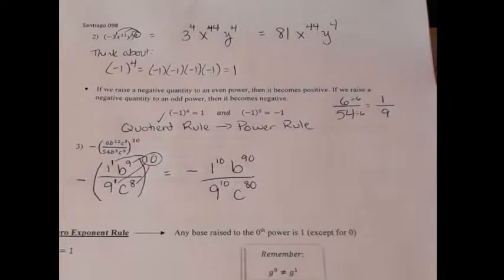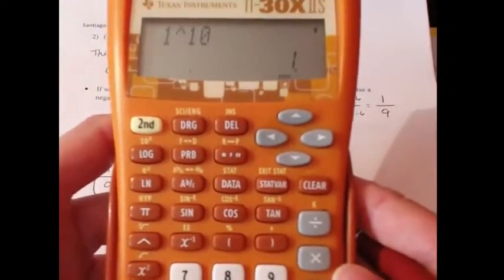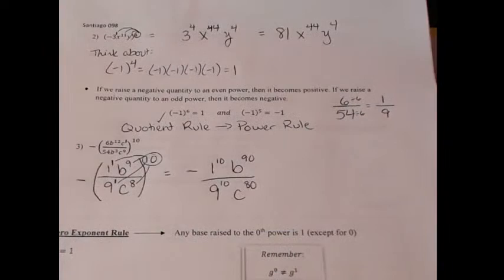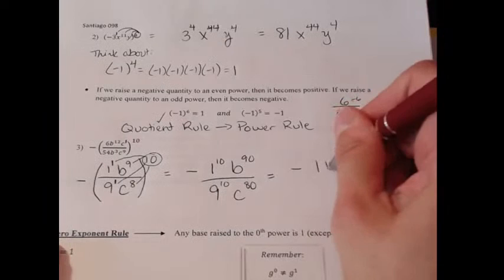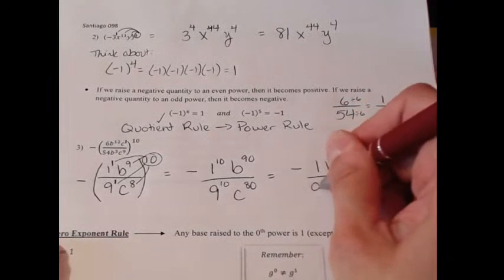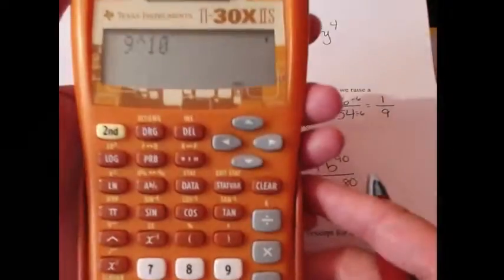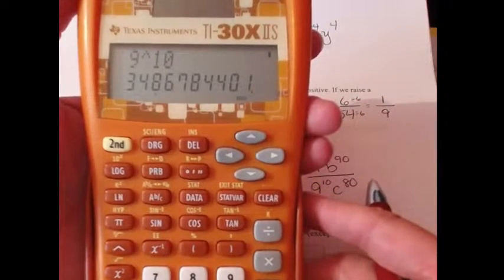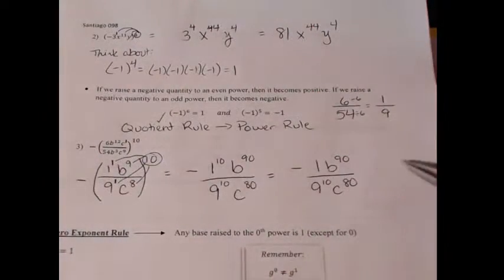Now, we know 1 to the 10th is going to stay 1. And I'll prove that to you. If you have 1 to the 10th power, that's going to give you 1, because it's 1 times 1 times 1, etc., 10 times. So we have our final answer as negative 1 b to the 90th over 9 to the 10th, c to the 80th. I'm going to leave 9 to the 10th in exponential form, because when I punch it in, I get that crazy number. That's super nuts, okay? Just leave it in exponential form. In this case, that would be your final answer.